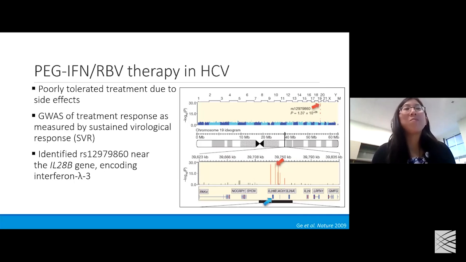years and years ago, the standard of care for hepatitis C was pegylated interferon ribavirin therapy, which is no longer the standard of care now, but at the time was, and was very poorly tolerated due to side effects. People felt very ill, like they were having the flu. Researchers were interested in identifying genetic predictors of treatment response as measured by sustained virological response, which is the absence of detectable virus at the end of follow-up. And they identified a gene variant near the IL-28B gene, which encodes interferon lambda-3.